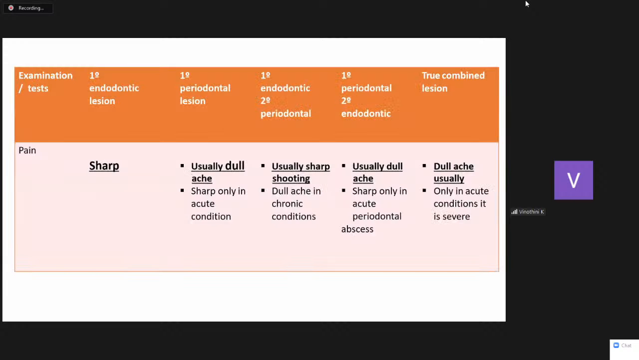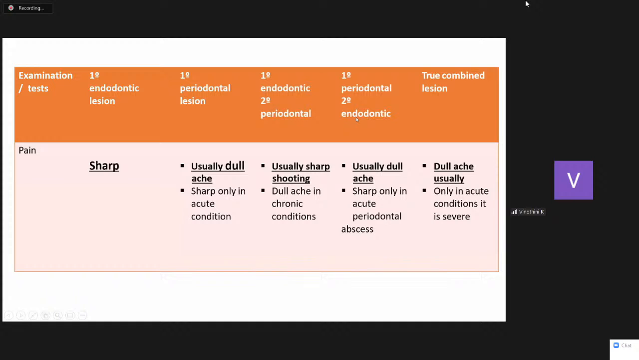First thing we have to know is pain. When we ask a patient about pain, if the pain is sharp, it's going to be a primary endo. For example, all endodontic infection is going to have a sharp pain, whereas all periodontal infection is going to have a dull ache. Okay, dull ache. So suppose it's primary endo and secondary perio, since endo is the primary thing, it's going to have usually sharp shooting pain.